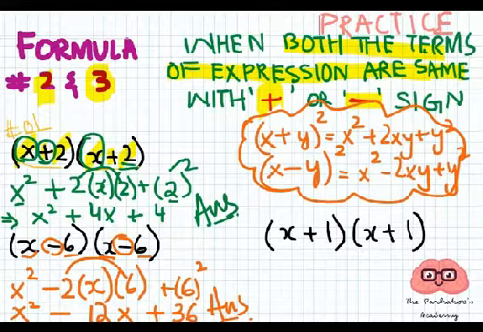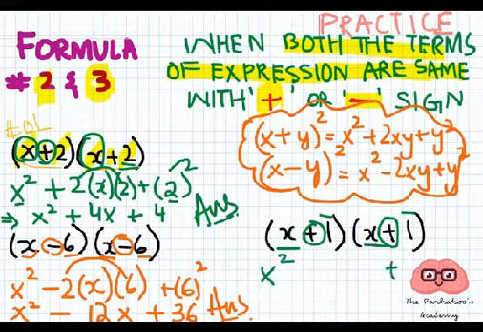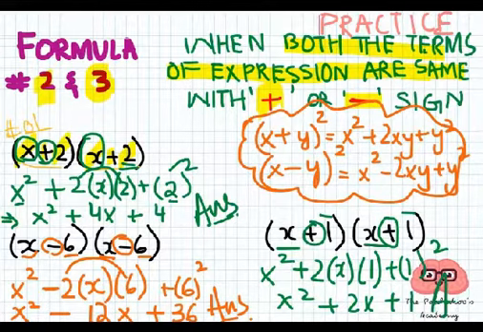Let's solve this one. Here again we have x which is the same in both the expressions, and here we have 1 which is same in both the expressions, plus with it. So x squared plus 1 squared plus 2 times x into 1. So x squared plus 2x plus 1. Here we go.